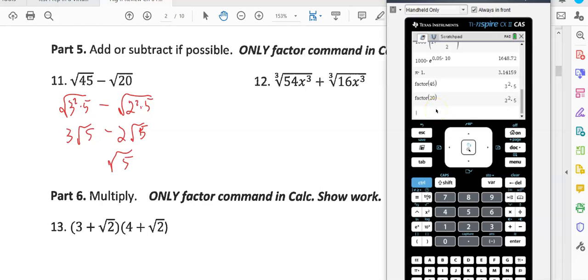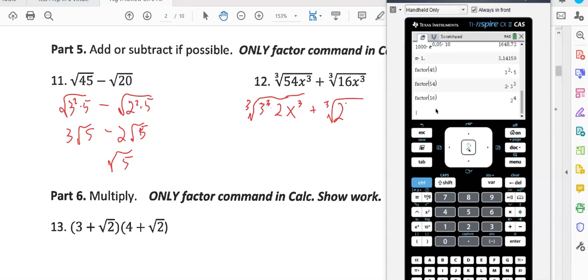Let's prime factorize 54 as well. So 54, and then prime factorize 16. Okay, so we have cube root of 54 is 3 to the third times 2, and then we still have the x to the third inside of there, plus this is cube root of 2 to the fourth. I'm going to write it this way, 2 to the third times 2 to the first, just to make it more clear that the 3 of those are going to come out, but one of them is going to be left over inside.